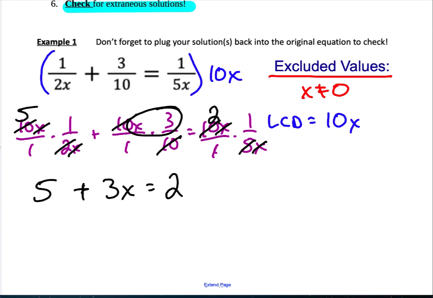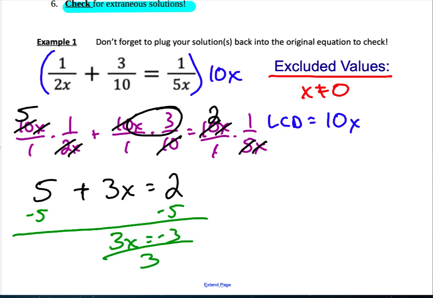Now, it's just a simple equation for me to solve. So I'm going to subtract my 5 to the other side. I'm going to divide by 3, and I get a solution of x equals -1. Then, like any good mathematician, we go back, we check our work. The key is when we check our work, you must check using the original version of the problem.